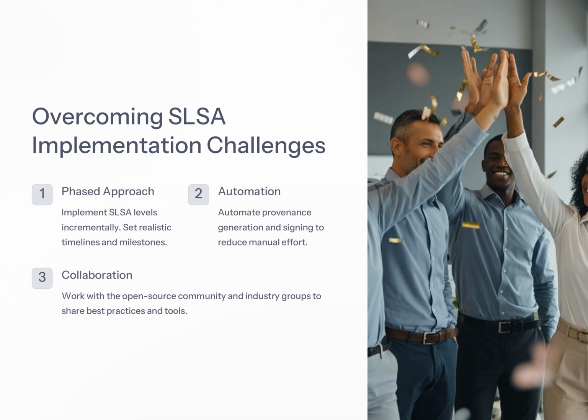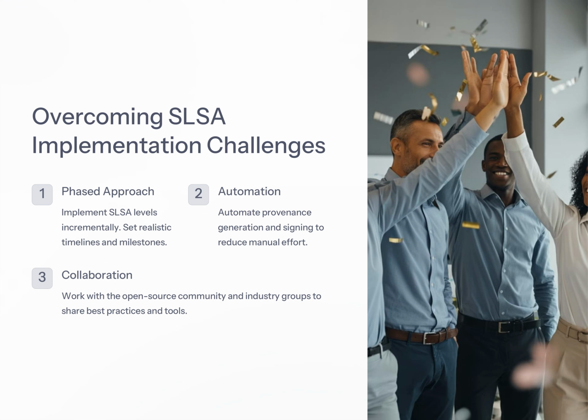Next, automation is key. By automating provenance generation and signing, we significantly reduce the manual effort required and ensure more consistent and secure outcomes. This addresses tooling gaps by streamlining processes and leveraging what is already available in the community.